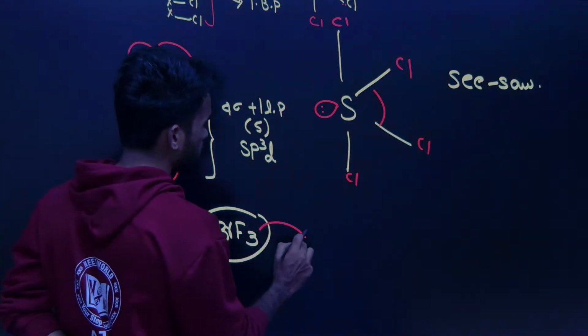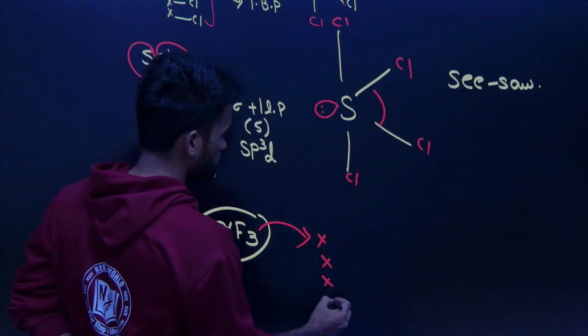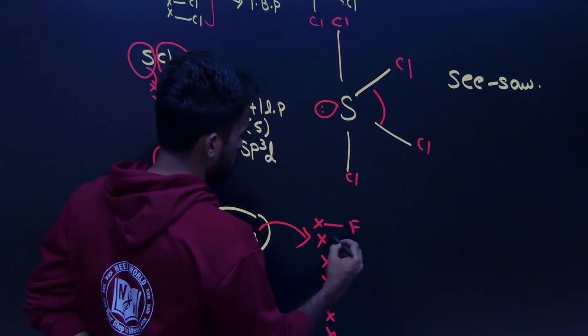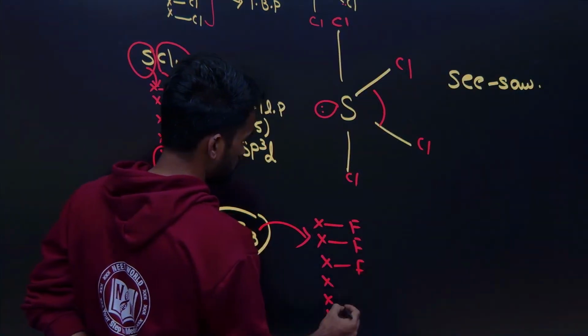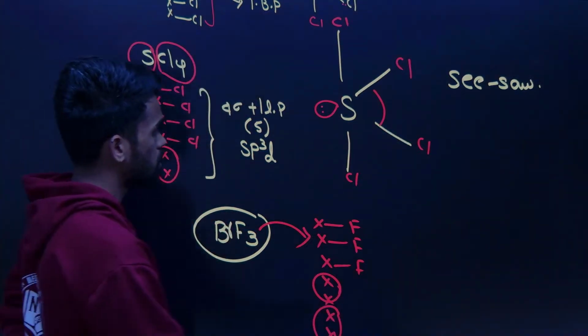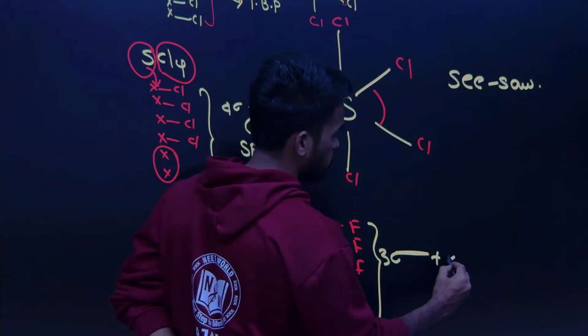So now what happens here? Bromine has 7 valence electrons. Take 7 dots, put 3 fluorine atoms and 1 lone pair, second lone pair. Like this we got 2 lone pairs and 3 bond pairs now. So totally 5, that means 3 sigma plus 2 lone pairs.